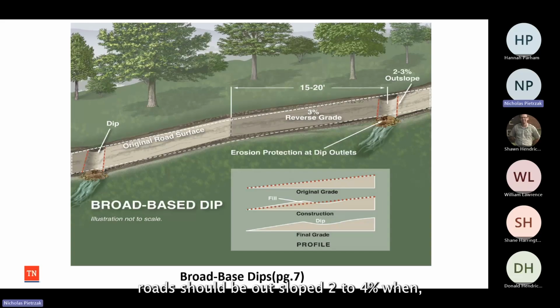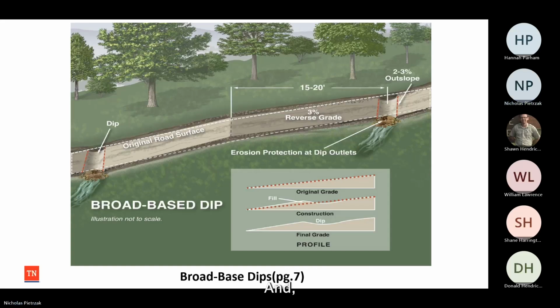Roads should be outsloped 2 to 4% when the gradient is less than 10%. Loggers should inslope roads 2 to 4% on really steep slopes and sharp turns, just so that equipment's not sliding off the road. It's a safety issue there. Turnouts should be installed. Some people call these wing ditches. They're basically drainage outlets for water to flow off a road.